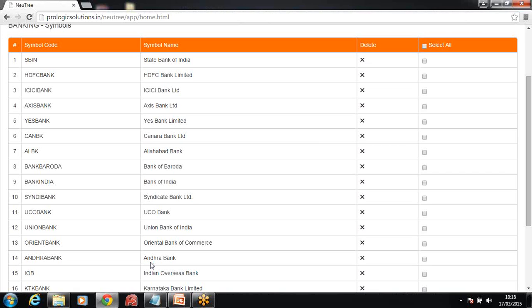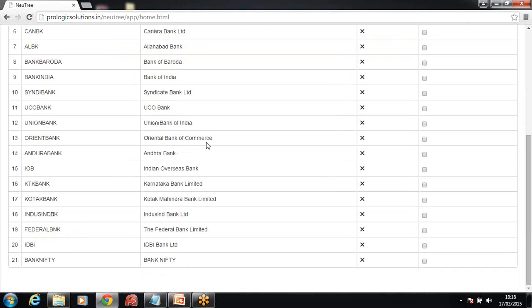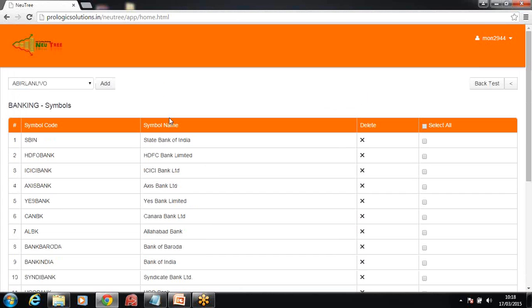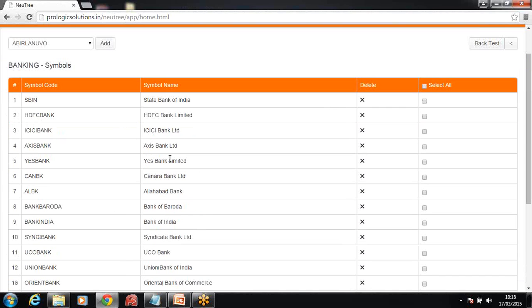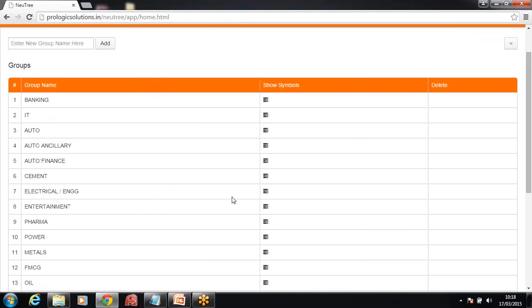So in banking, we have around, let's say, 21 symbols. So 21 symbols, and I think we should be adding another 1 or 2. So these are the symbols that are added. Now after you have some back button here.